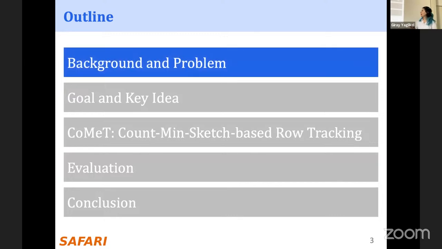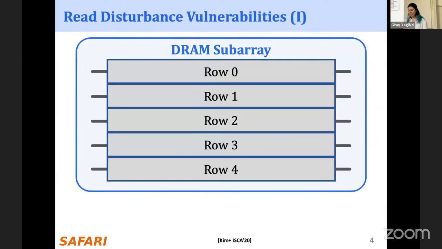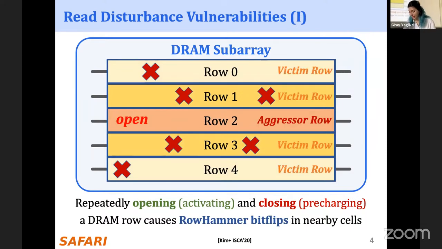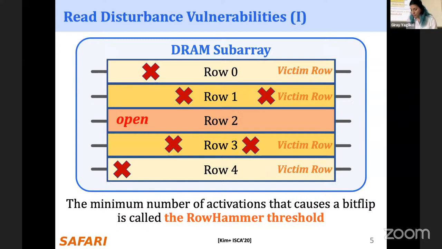Let's continue with the background and the problem. So today's DRAM chips are vulnerable to read disturbance, where repeatedly opening and closing, or activating and precharging, the same DRAM row results in bit flips in nearby DRAM cells, which we call RowHammer bit flips. We refer to the DRAM row that is activated as the aggressor row, and the DRAM rows with the bit flips are called victim rows. And we call the minimum number of activations that causes a bit flip the RowHammer threshold.